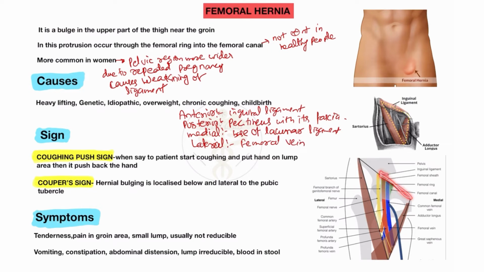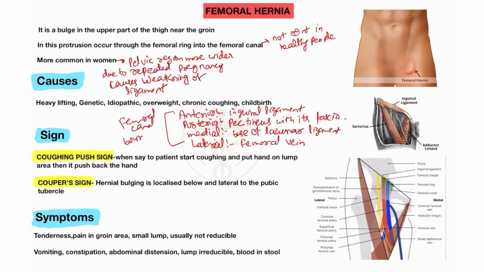Anteriorly, it is formed by the inguinal ligament. Posteriorly, it is formed by the pectineus with its fascia. Medially, it is formed by the base of the lacunar ligament, which forms the medial border. So please learn these boundaries of the femoral canal.